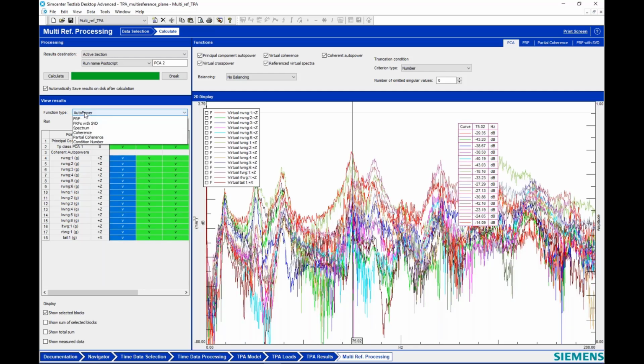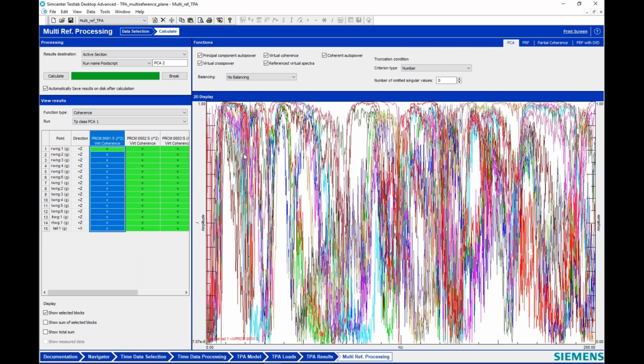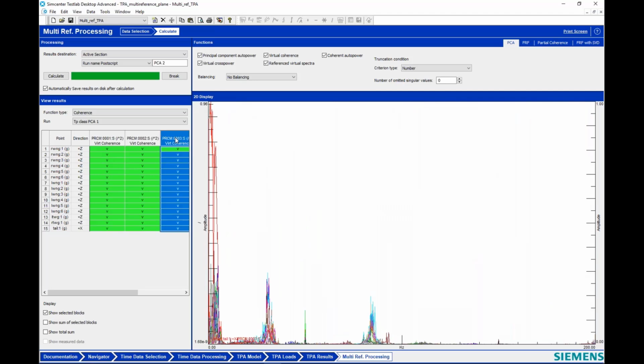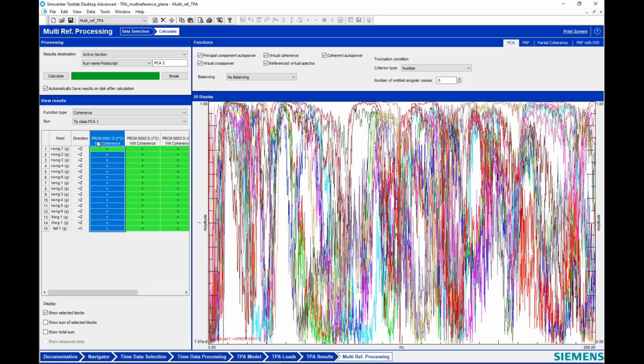The other thing we can look at is the coherence. So this is the coherence with respect to the first principal component. This is the coherence with respect to the second principal component. And this is the coherence with respect to the third. And you can see it's fairly low. So this is another check to see if I want to consider that third principal component. And I would say no based on these virtual coherences.